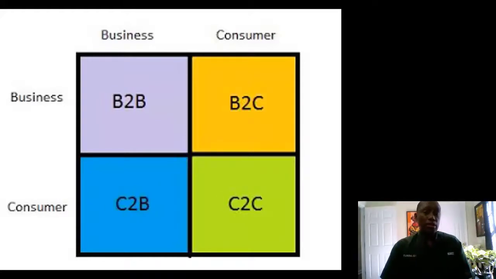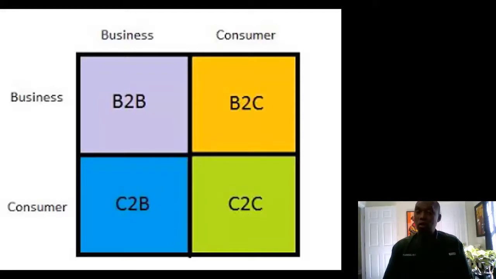represents the largest in terms of revenue, because you're talking about businesses buying from other businesses. So for example, if Florida A&M wanted to buy carpet, or if they wanted to buy office furniture, they would buy from another business. And typically they will buy it in volume so that it is consistent across campus. And typically you would have the same customer, business to business.